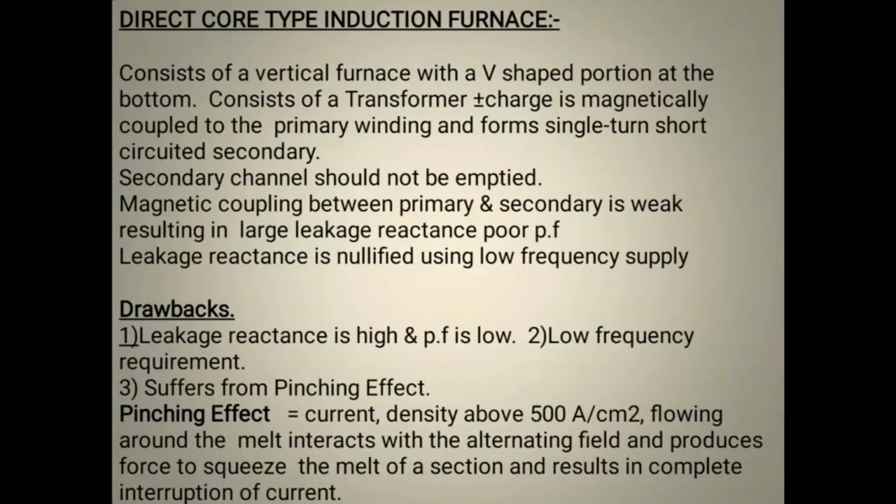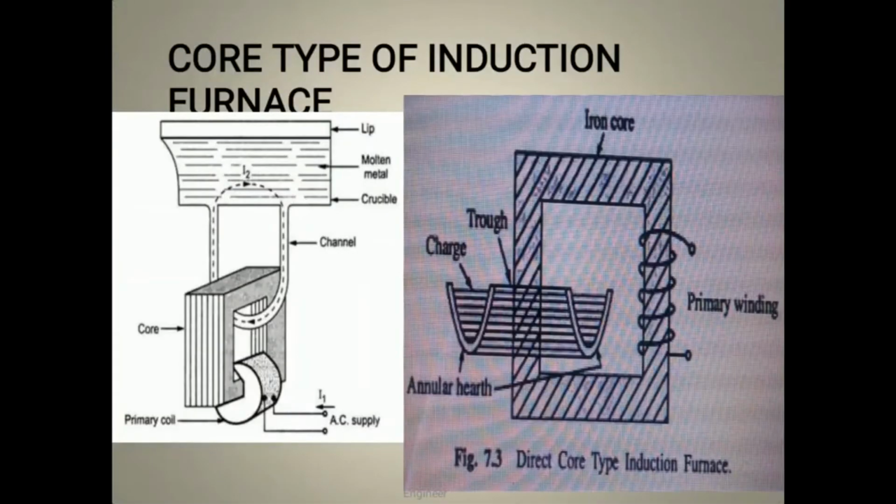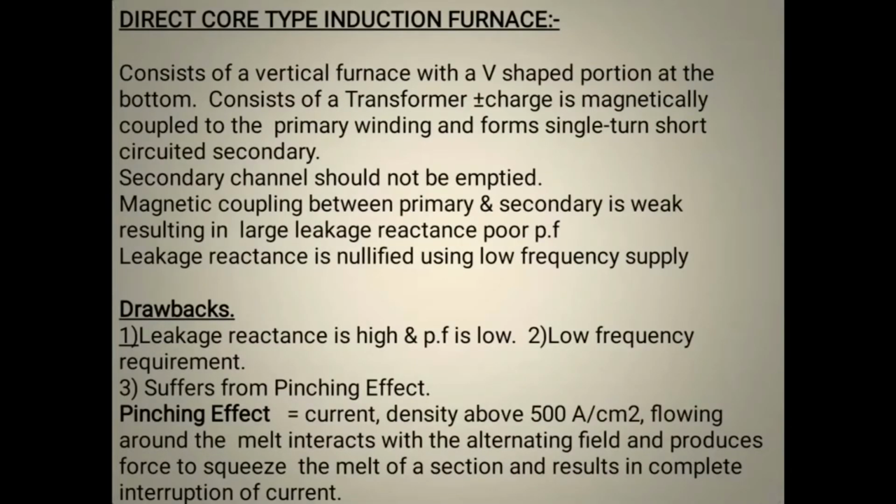The direct core type induction furnace consists of a vertical furnace with a V-shaped portion at the bottom. It consists of a transformer, plus the charge is magnetically coupled to the primary winding and forms a single-turn short circuited secondary, as we see in this figure. The secondary channel should not be empty. Magnetic coupling between primary and secondary is weak, resulting in large leakage reactance and poor power factor. Leakage reactance is nullified using low frequency supply. For this induction furnace, low frequency is required.